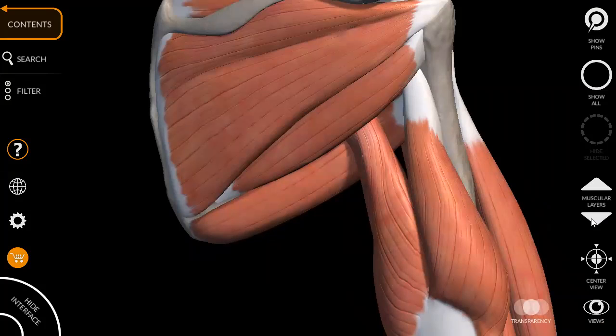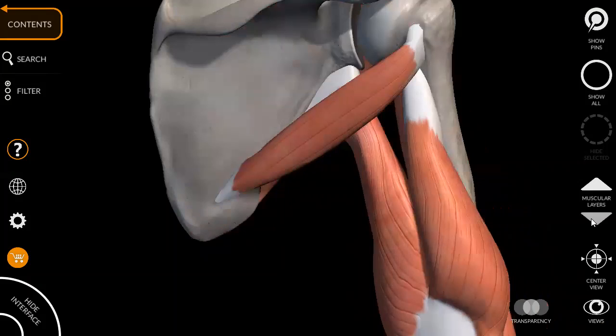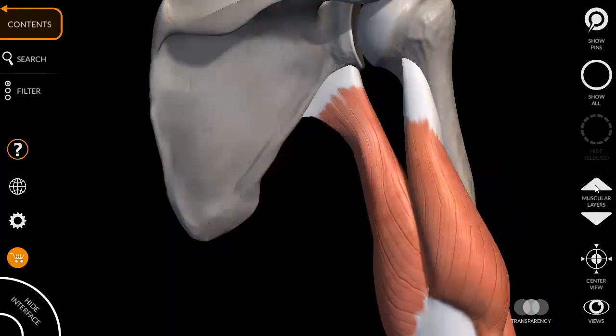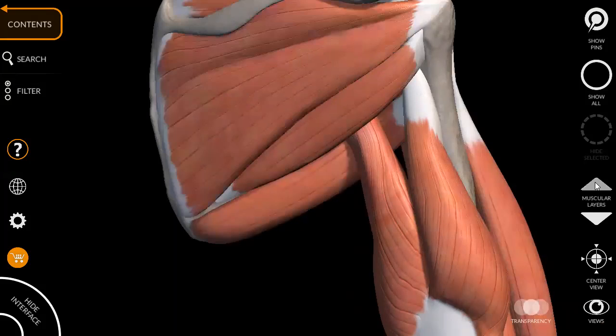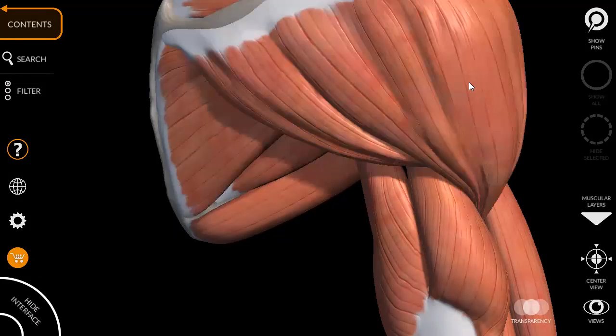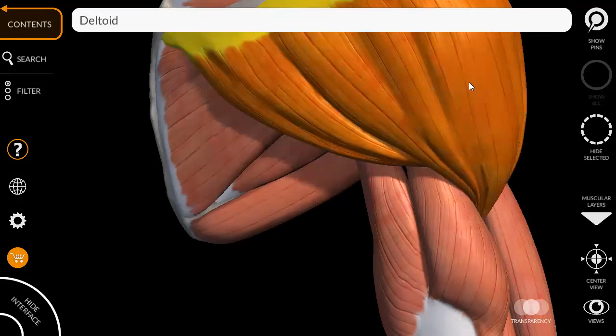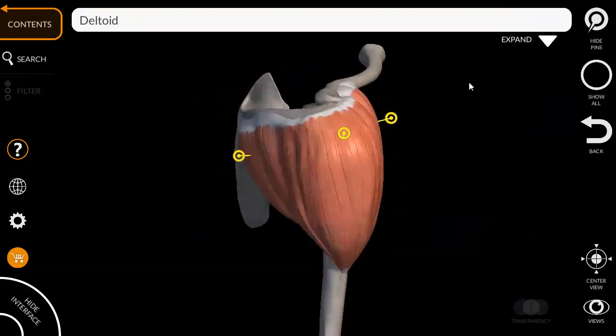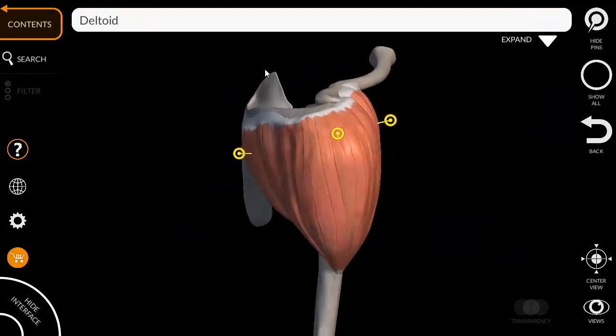We will remove one more layer. Okay, it's pretty much done for the shoulder. We have one more left. This one is called the deltoid. This is the biggest muscle. It's only half shown, I guess.